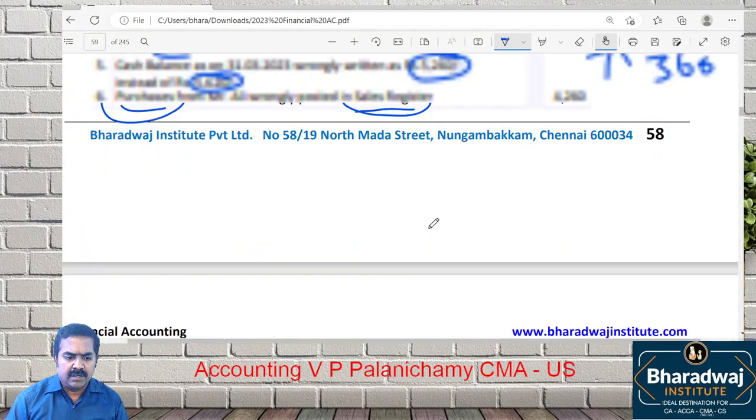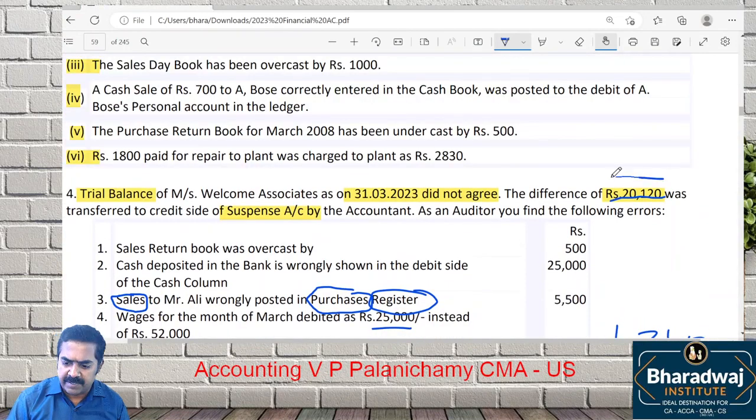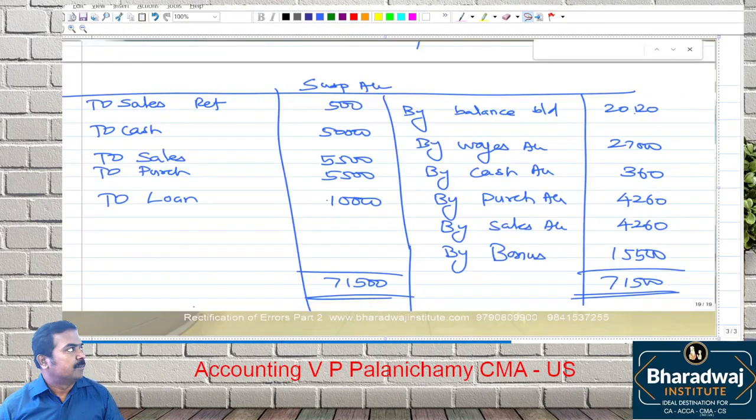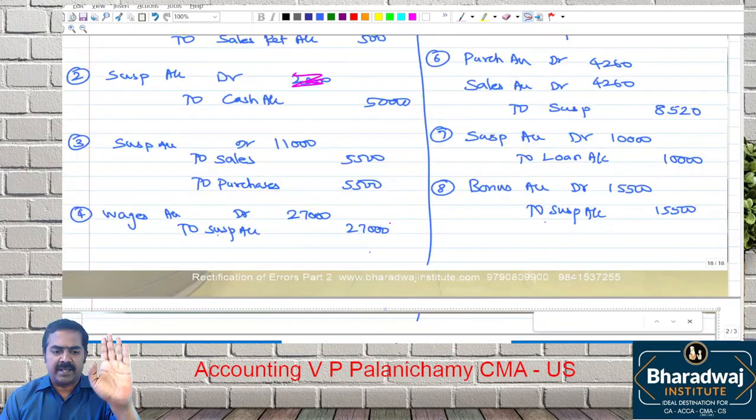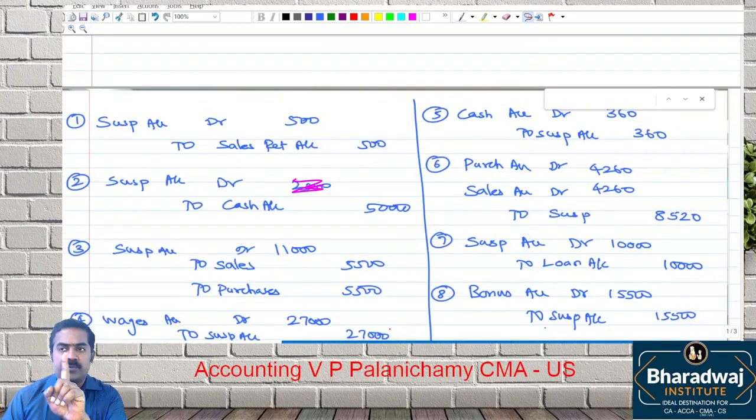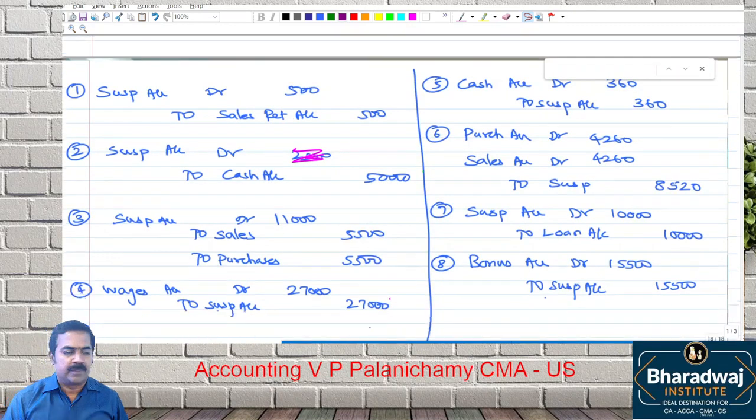Listen, opening balance, I'll explain step by step. 20,120. Every post பண்ணுவோம். Credit balance or debit balance? Credit balance. By balance brought down. By balance brought down, how much it will be there? 20,120. Ledger posting ரொம்ப simple. Pay attention, everybody pay attention. First entry பாருங்க. என்ன entry pass பண்றோம்?